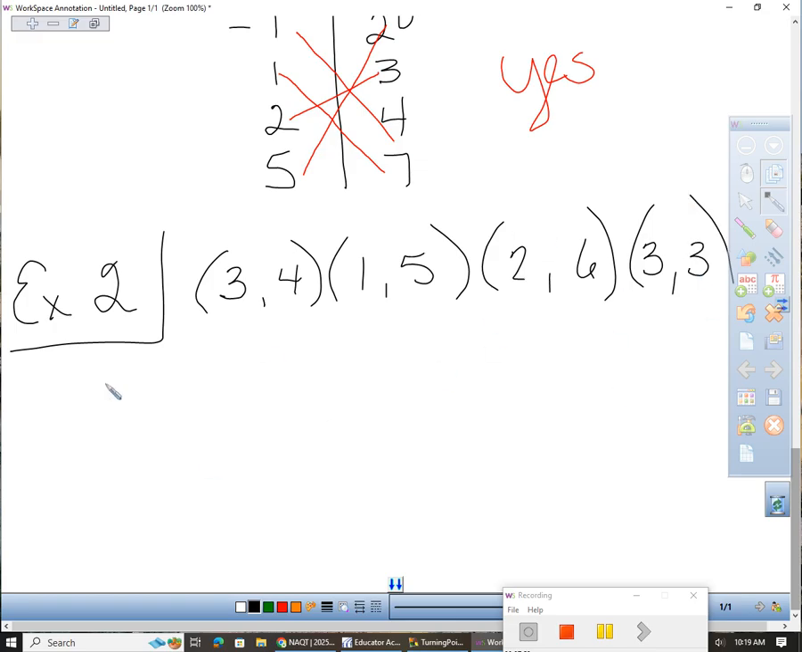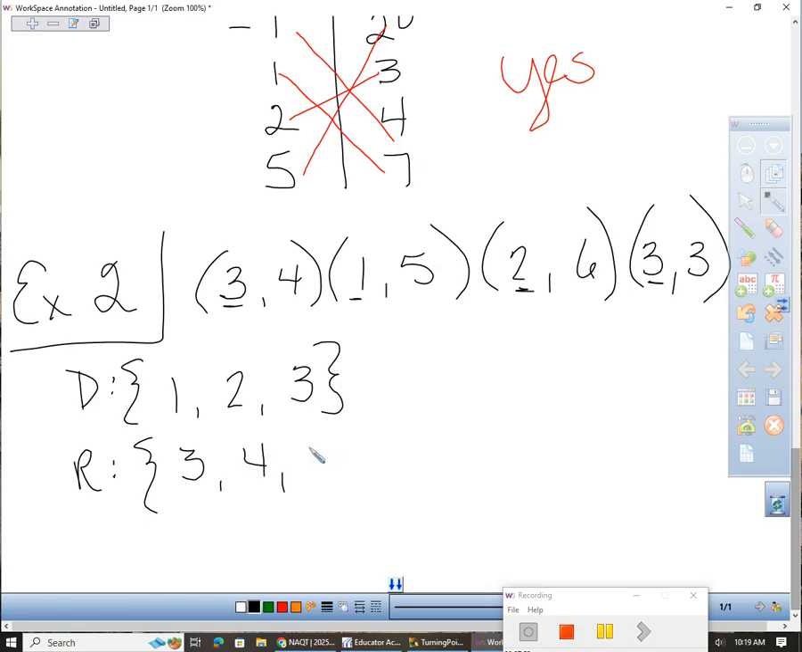Okay, first thing I want is my domain. So I have a 3, a 1, a 2, and a 3. I'm going to put them in numerical order. Now, if any of the numbers repeat, you only list it once. Okay, so I have 1, 2, 3. My range, same thing. I have 4, 5, 6, and 3. So in numerical order, that would be 3, 4, 5, and 6.